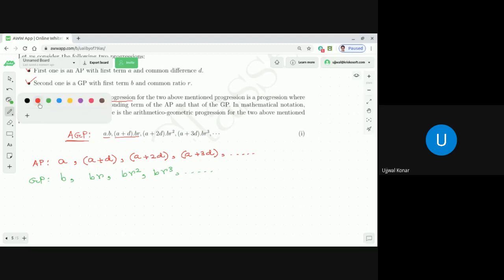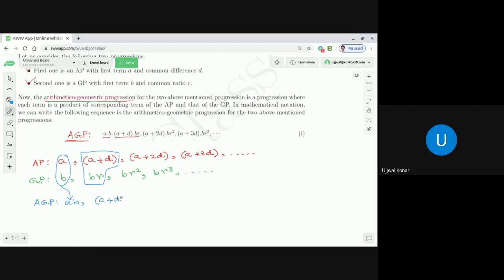So what we are saying is that what is arithmetico-geometric progression, AGP, is that you take the first terms of these two, take their product, and write it here, A into B. That is the first term of that AGP. Then again the product of the second term of the arithmetic progression and second term of the geometric progression. Then what you are going to get? A plus D into BR. Yes, that is the second term of that AGP.